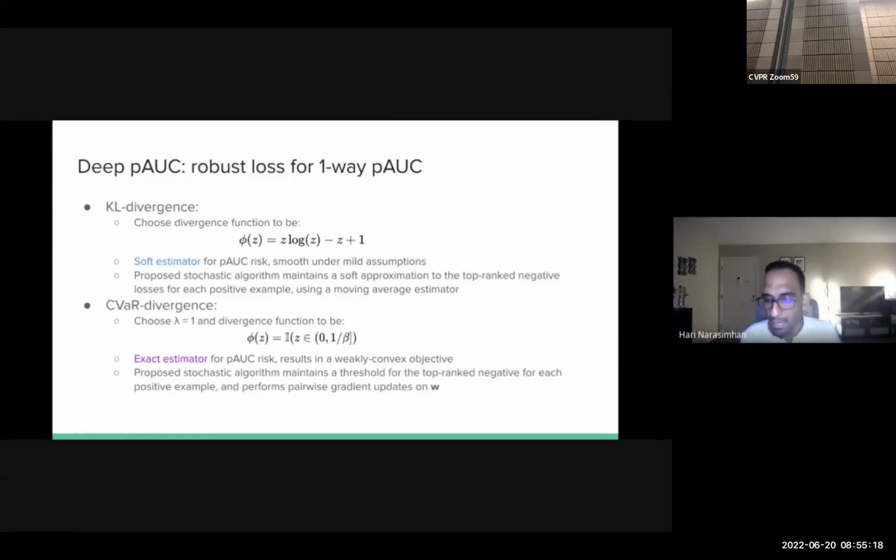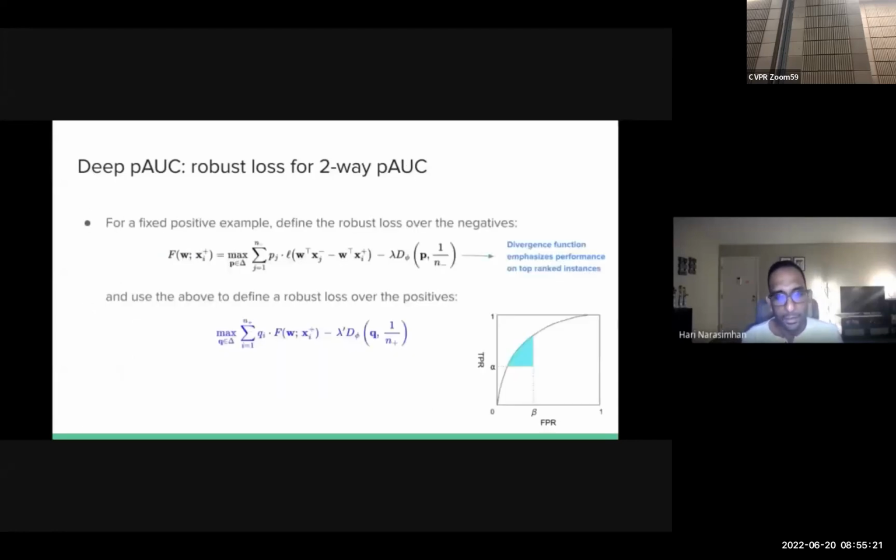Now this was for the one-way partial AUC metric. Interestingly, the authors also extend their robust optimization formulation to the two-way partial AUC metric. In this case, they maintain a distribution over both the positive and the negative examples. So for each positive, as before, they maintain a distribution over the negatives, and in the objective, they maximize over the distribution with an additional divergence term included. The final objective maintains a distribution over the positive losses and maximizes over that distribution and has a divergence term again, computing the distance between that distribution and the uniform distribution over all positives.